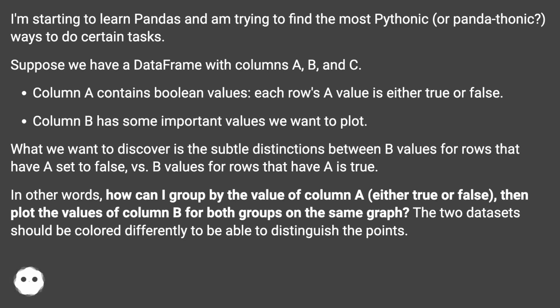What we want to discover is the subtle distinctions between B values for rows that have A set to false versus B values for rows that have A is true. In other words, how can I group by the value of column A, either true or false, then plot the values of column B for both groups on the same graph? The two datasets should be colored differently to be able to distinguish the points.